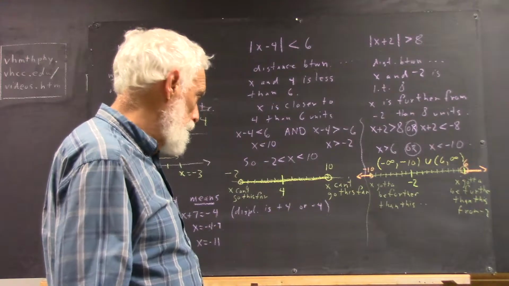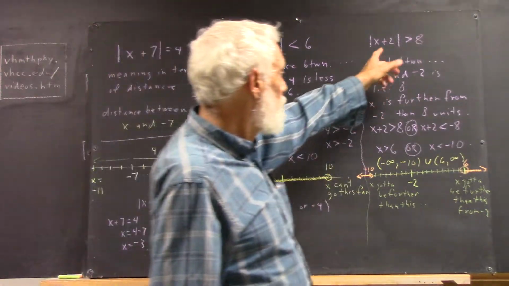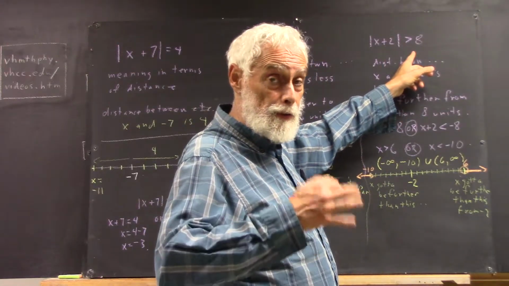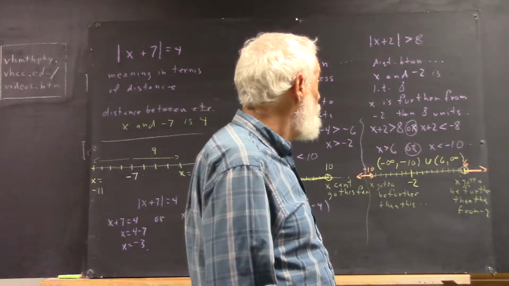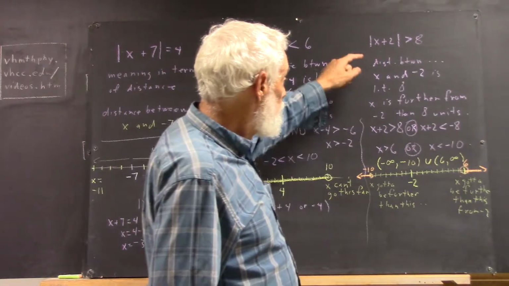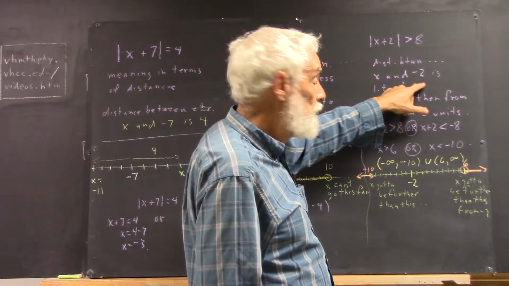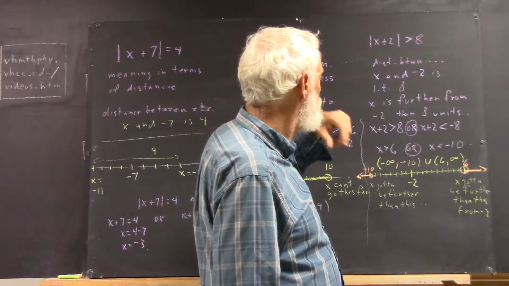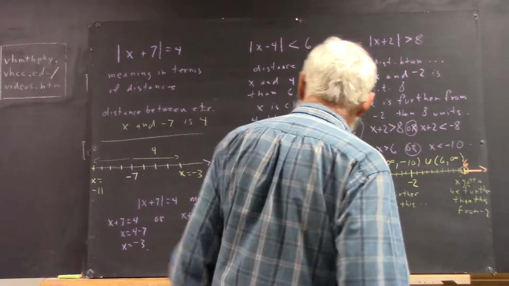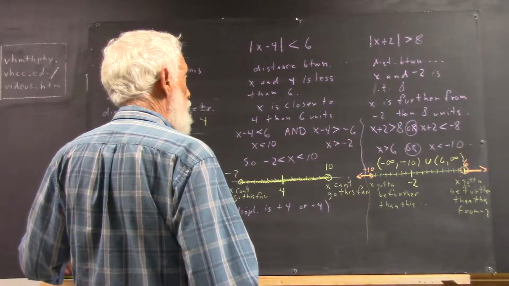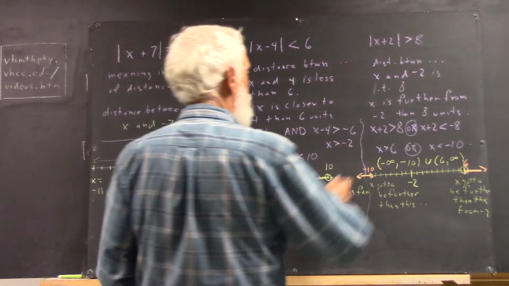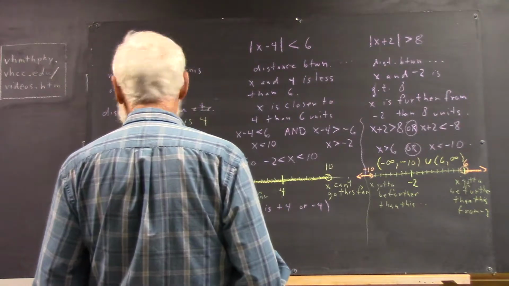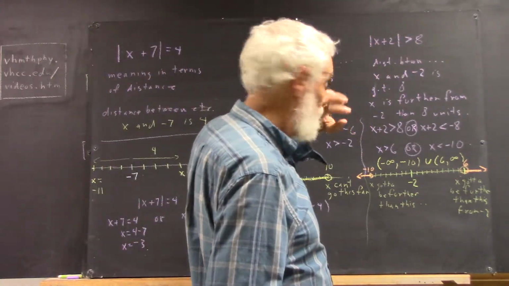Now contrast this with this statement, absolute value of x plus 2 greater than 8. You want to stop and think about what that means in terms of distances. See if you got it right, see if you're thinking correctly. I'm just going to say, this says the distance between x and negative 2 is, I got an LT there, which would stand for less than. Should have been a G for greater than. Is greater than 8. Okay?